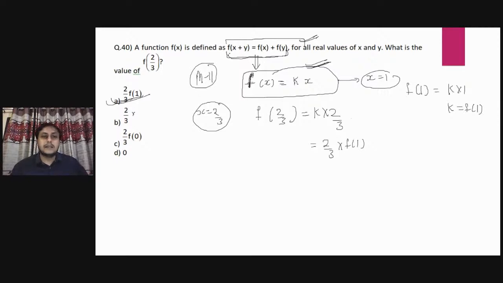So whenever you see f(x+y) = f(x) + f(y), the function will be f(x) = kx. Use this one, and you can easily solve the question then, right?